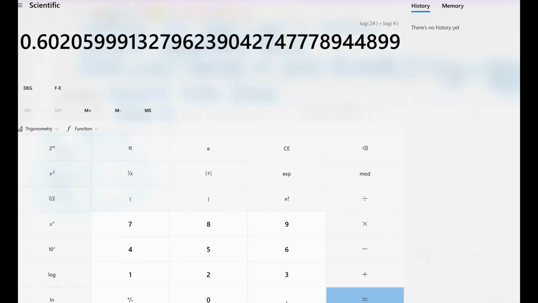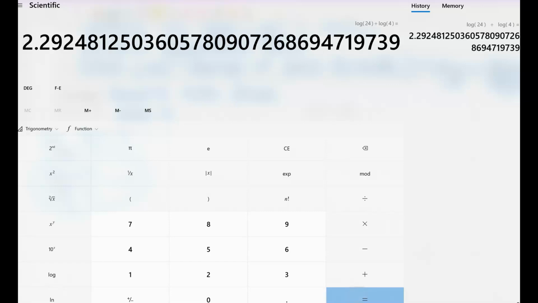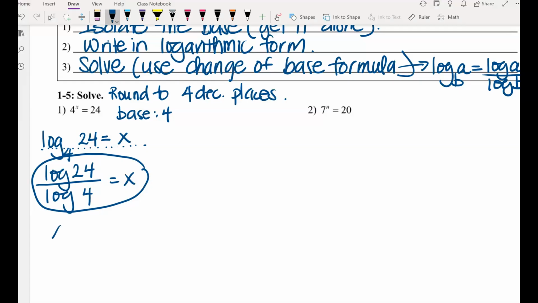You need to test out your calculator to see what it requires you to do. If you look at the top here, it says log 24 divided by log of 4, and then I have to hit enter still. And then that will give me 2.2925 because I'm rounding to 4 decimal places. So exact form, now rounded form, 2.2925, okay? Your calculator is only going to be helpful to you if you know how to use it.